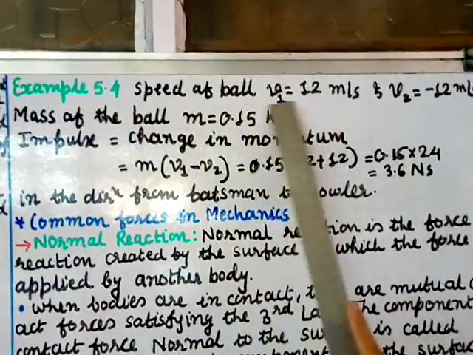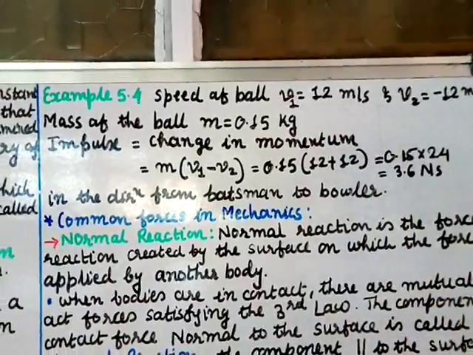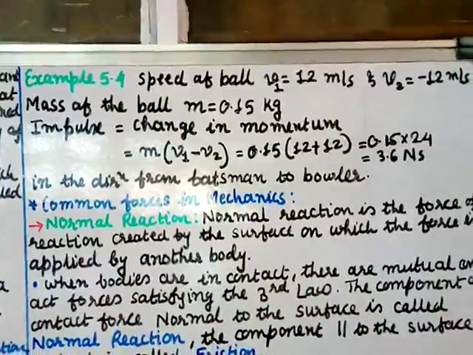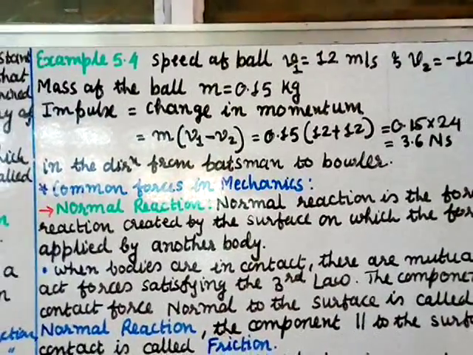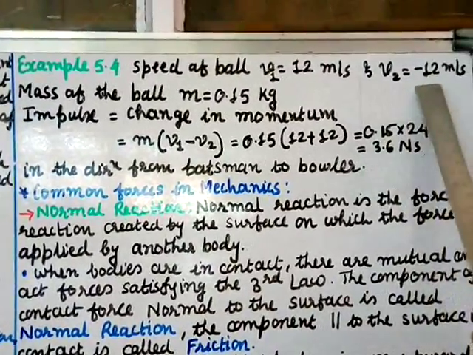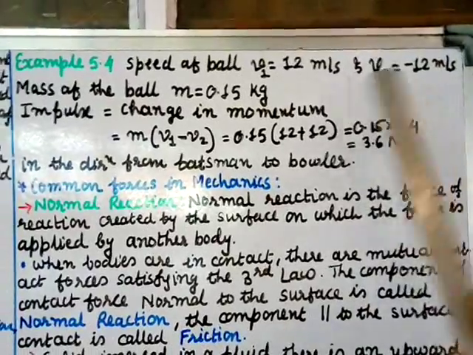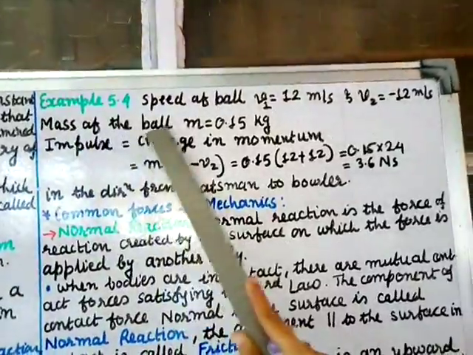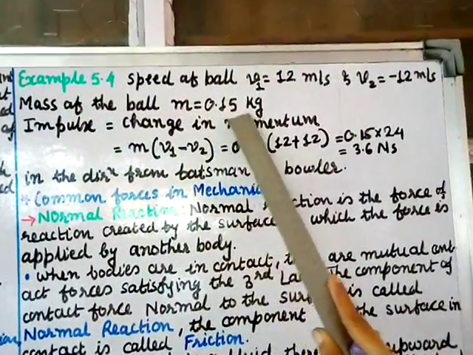Suppose speed of the ball v1 is equal to 12 meter per second when it comes to hit, and after hitting it is returning back with the same speed, as given in the question. That means v2 is equal to minus 12 meter per second. Why minus? Because direction is changing, right? So taking as negative. Mass of the ball m equal to 0.15 kg given to us.